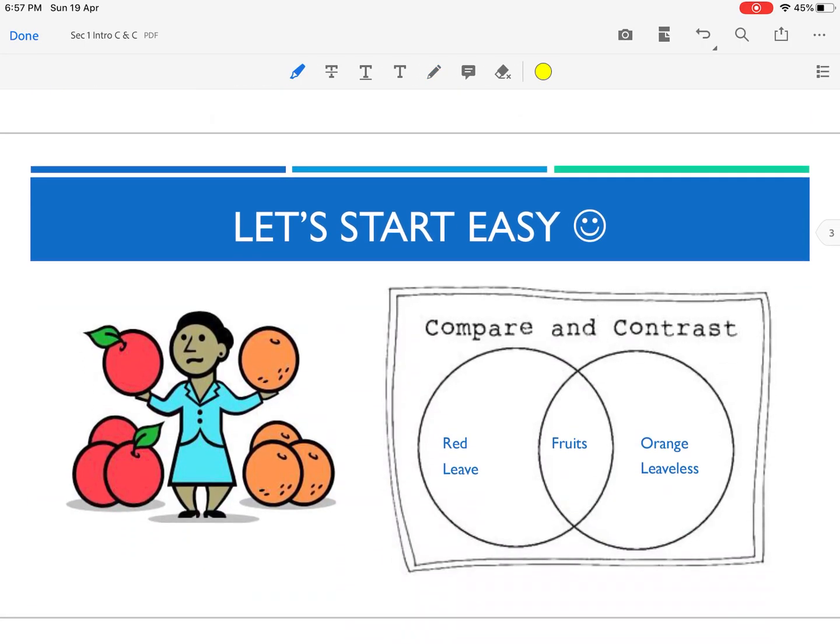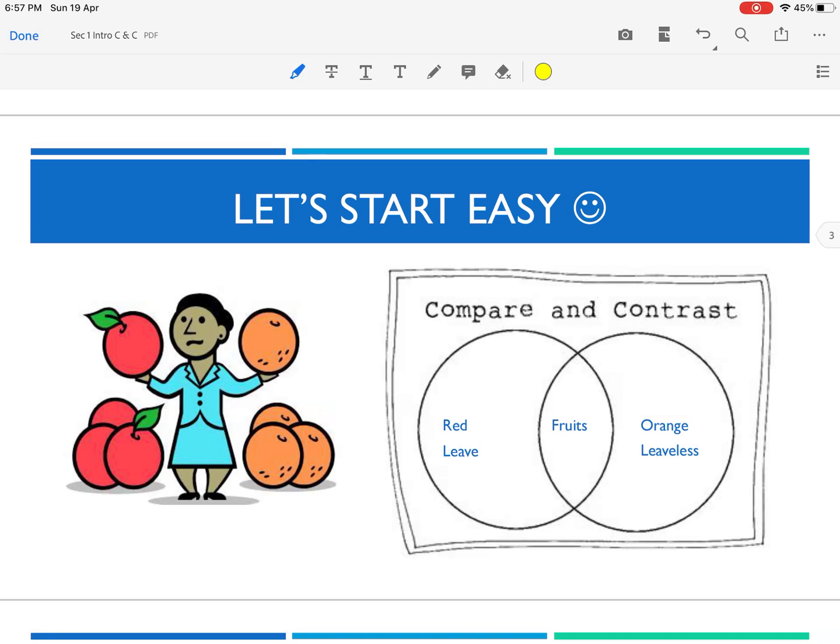So next, if I show you this photo, okay, what is the similarities and difference between the two fruits? Basically, they are similar in being fruits, right? So it's in the middle. However, the differences is that one is red, one is orange, so they are different in color. And the next thing that is different is also that one has leaves and one doesn't have leaves. Okay, so you can see in the Venn diagram there, the middle similarities, outside is differences.